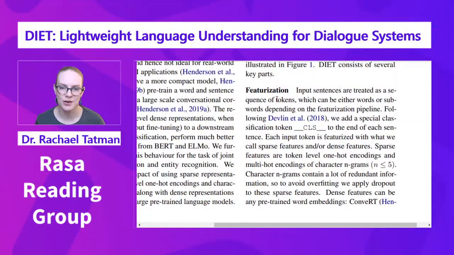Input sentences are treated as a sequence of tokens, which can either be words or subwords depending on the featurization pipeline. So there's no expectation here that you're going to be able to break things apart by white space, for example. Another English-centric thing. Following Devlin et al., we add a special classification token, CLS, to the end of each sentence. Each input token is featurized with what we call sparse features and or dense features. We have a whole section about those in the docs if you're interested in using sparse versus dense in Rasa. Sparse features are token-level one-hot encodings and multi-hot encodings of character n-grams for n less than or equal to 5, so 5 or fewer characters next to each other.